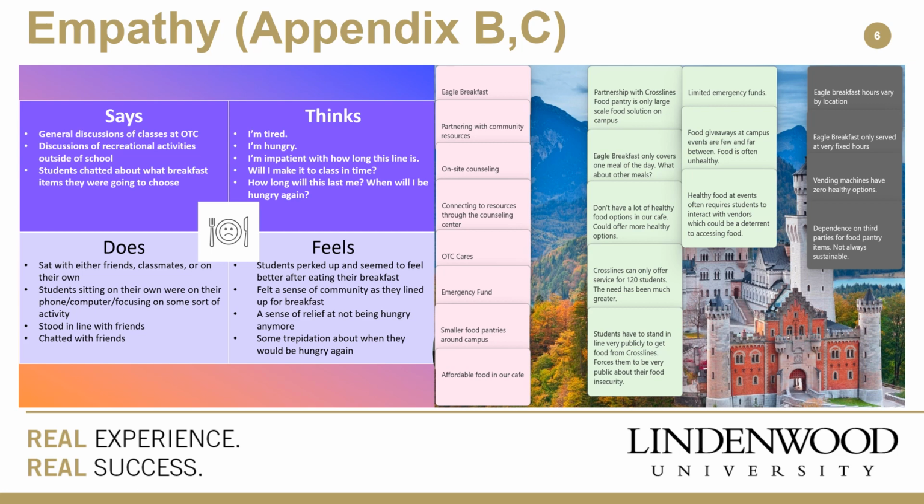As the scholar practitioner moved from the empathy to the define phase, the phase within which the scholar practitioner defines the central problem of the issue, the scholar practitioner engaged in affinity mapping. This was a process where, during a timed period of 10 minutes, the scholar practitioner listed as many possible ideas related to the topic of food insecurity at OTC as possible. The practice of affinity mapping helped the scholar practitioner define the central issue at OTC.